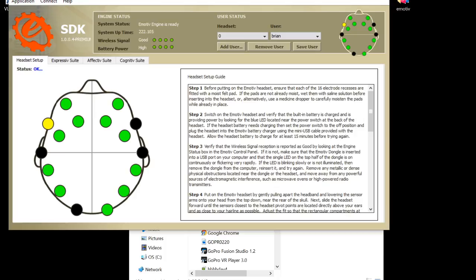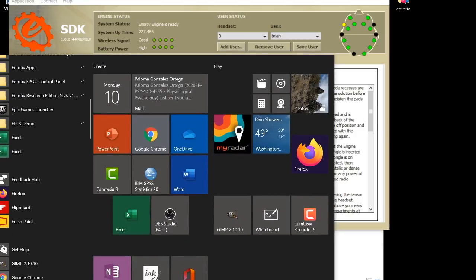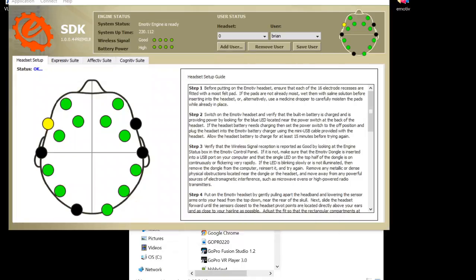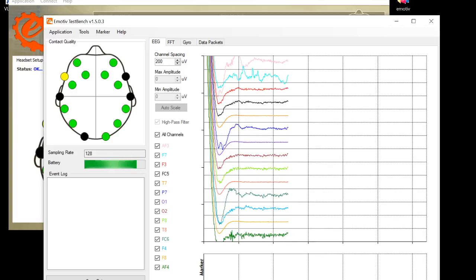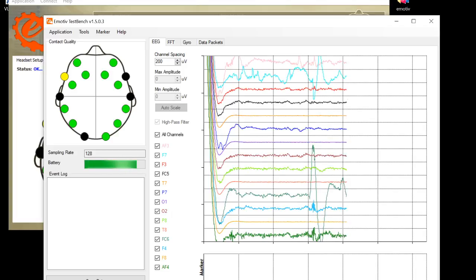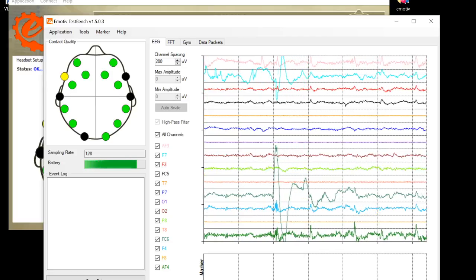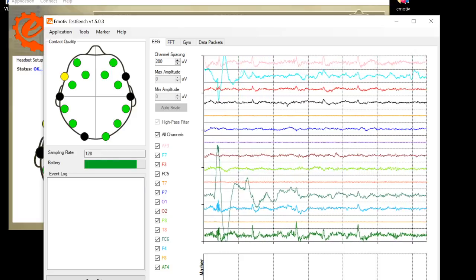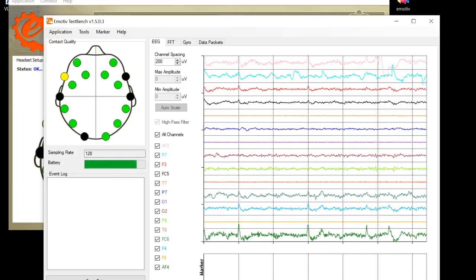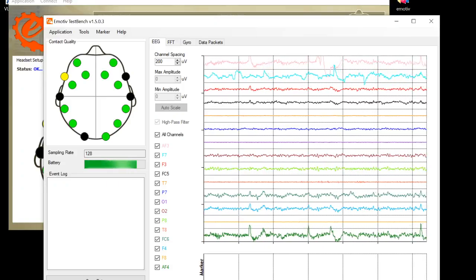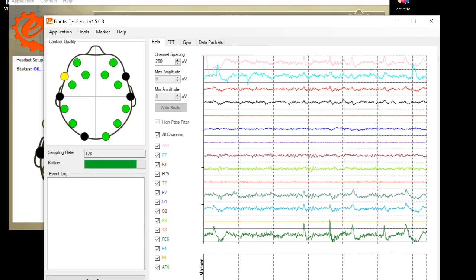So now we open the test bench, and let's see what we got. Okay. So, not too bad. A little noisy. One of the things that I really want to do is eventually get this fixed so we can do a lot better recordings of his brain and the students' brains in general. What you're actually seeing is electrical activity from the surface of his brain.